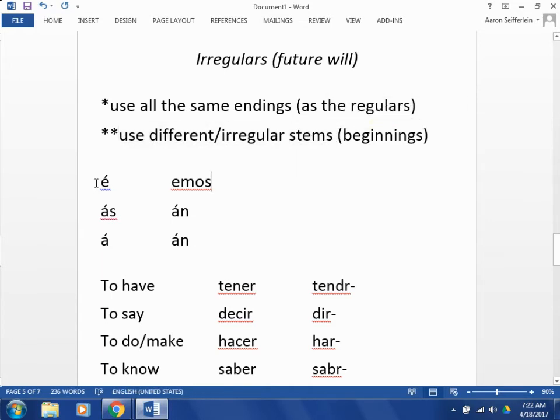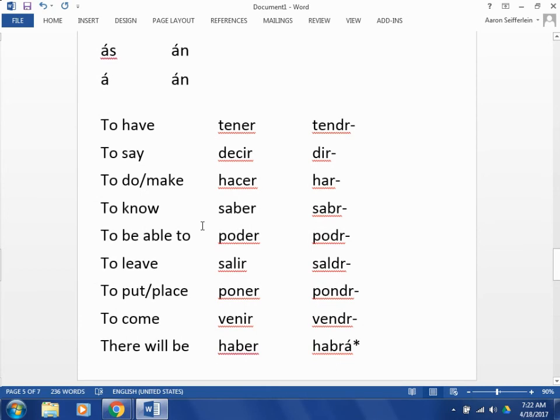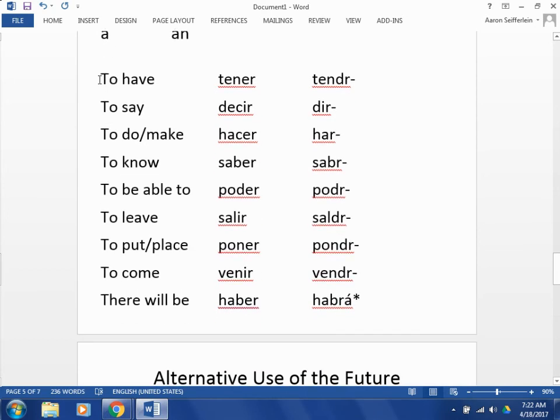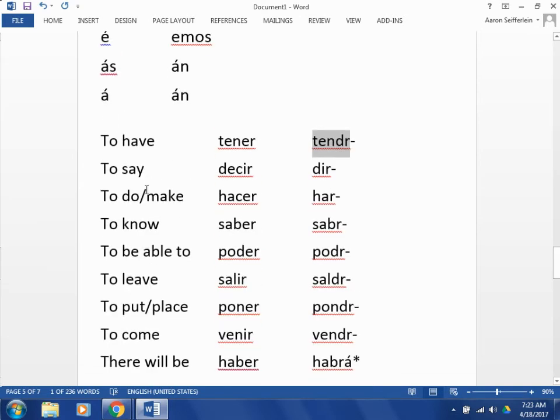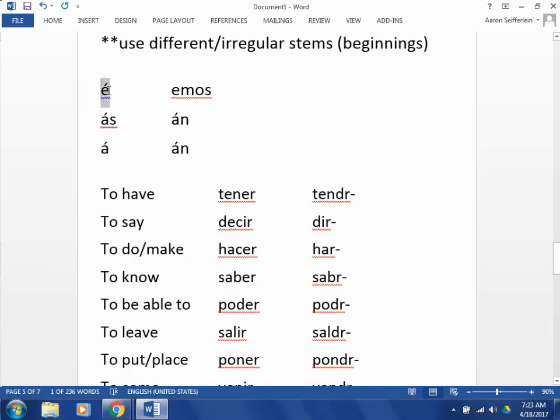So once again, here are your endings. A, as, a, emos, án. We're going to continue to use those, but we're no longer going to use the entire verb. So you can see to have, which is tener. According to the rules, you would use that entire verb and then the ending, but you don't. There's an alternative spelling here. It's tendr-, which is not a word in and of itself. We would have to add the ending to it. So I will have would be tendré.